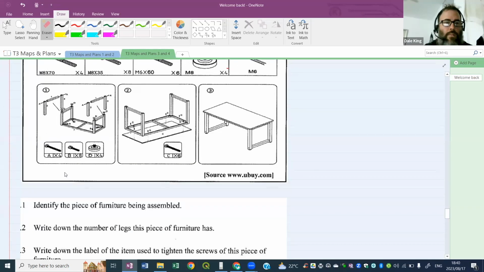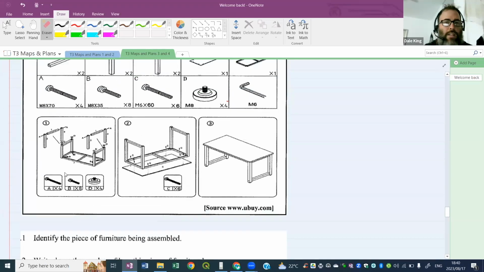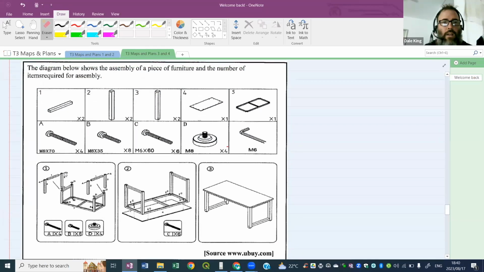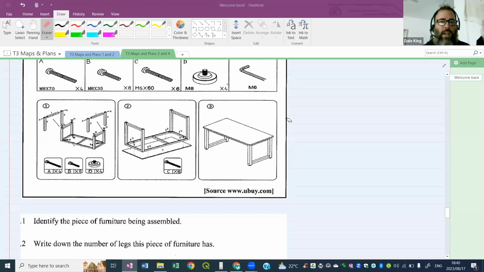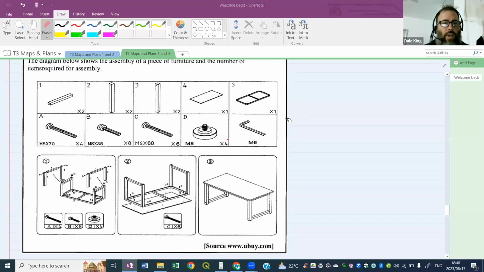Free marks. Here we go. Identify the piece of furniture being assembled. Matric exam. Yes, free marks for you guys. It's a table. Identify it. Question number 2: Write down the number of legs this piece of furniture has.